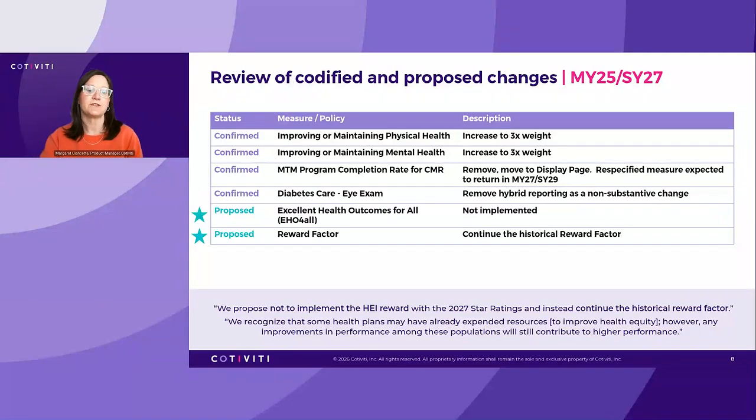Continuing with MY25, there are a few more confirmed changes. Improving or maintaining physical and mental health increased to a weight of 3 after re-entering the STAR ratings program at a weight of 1 last year.